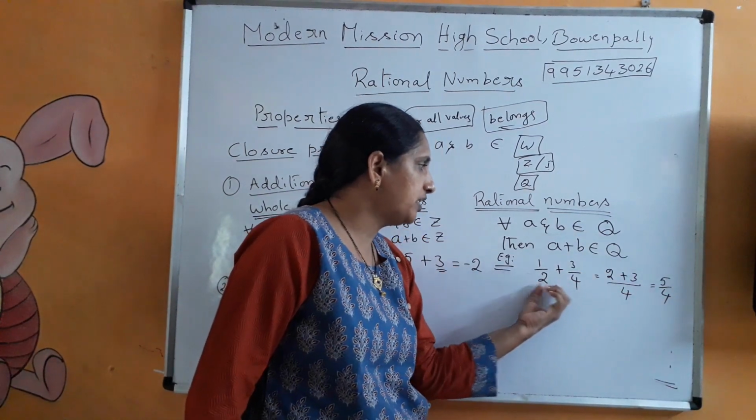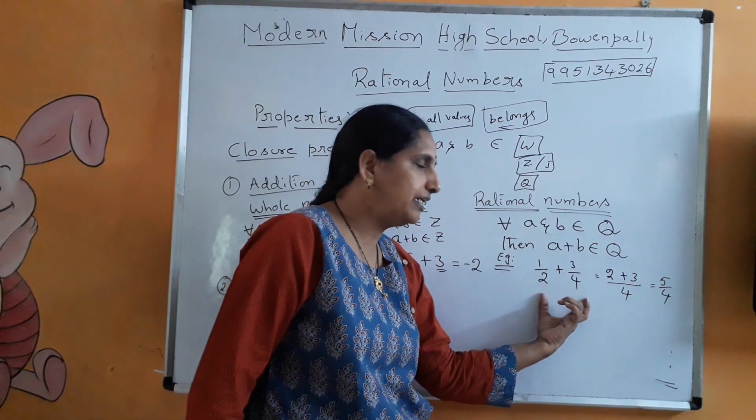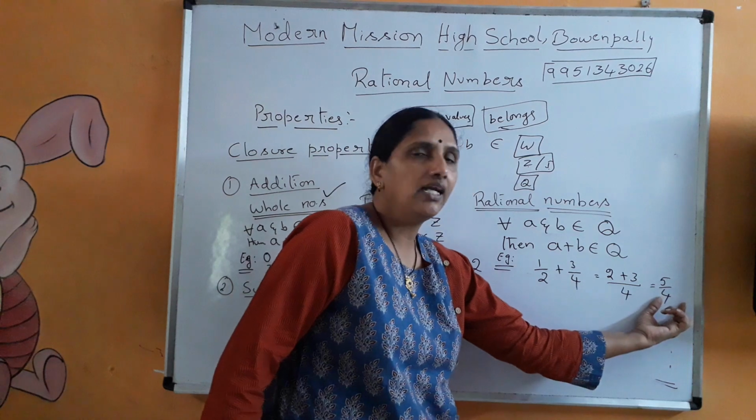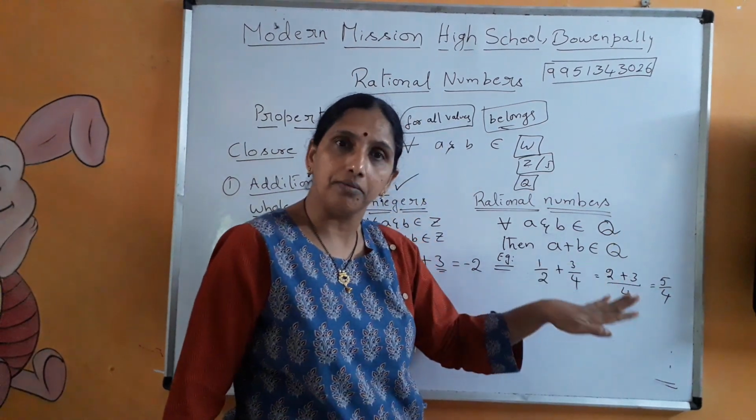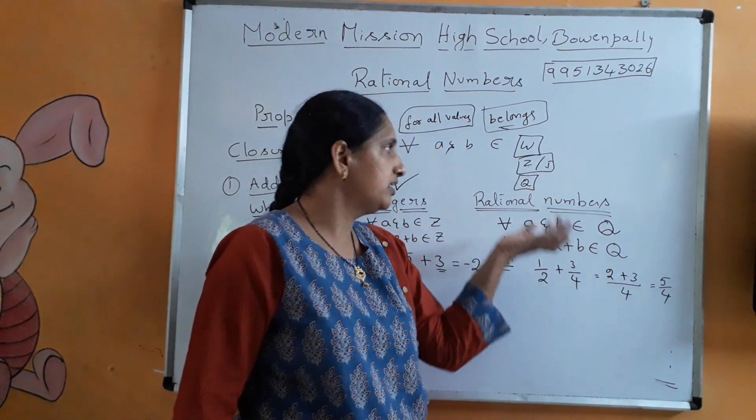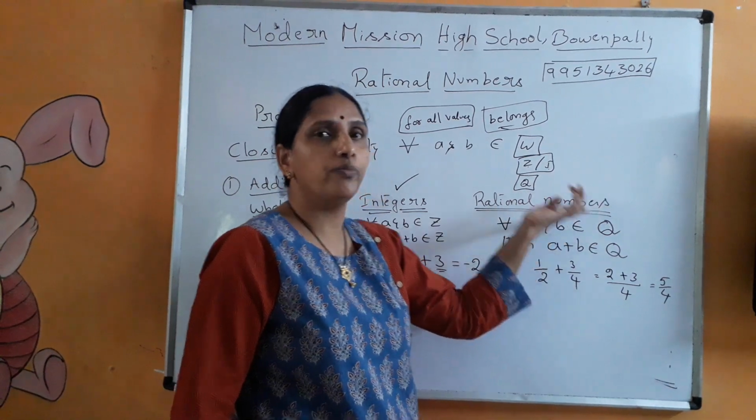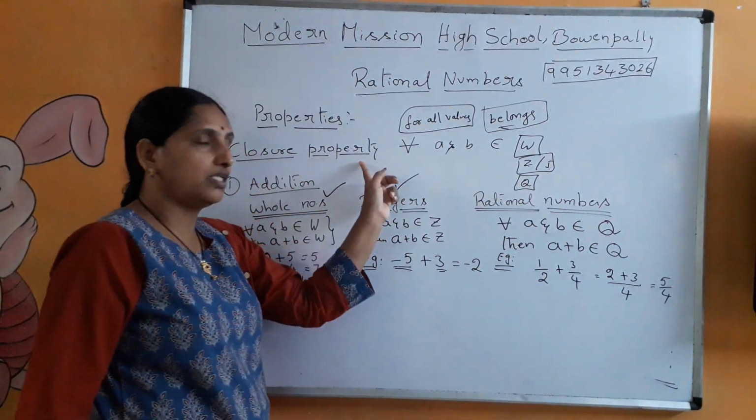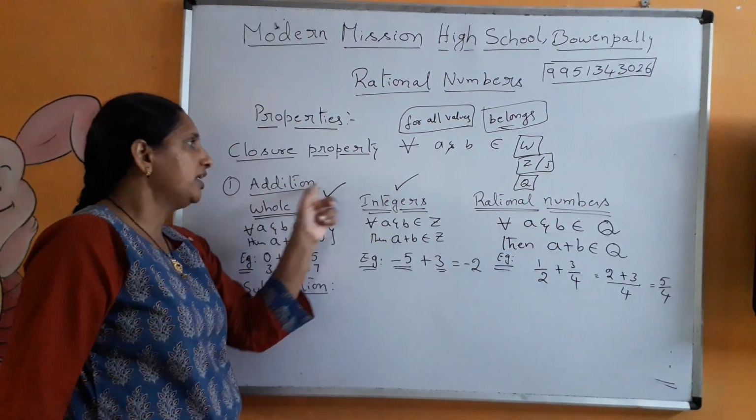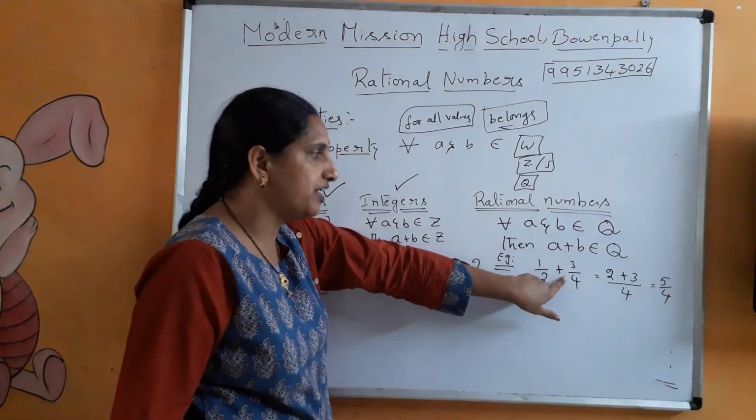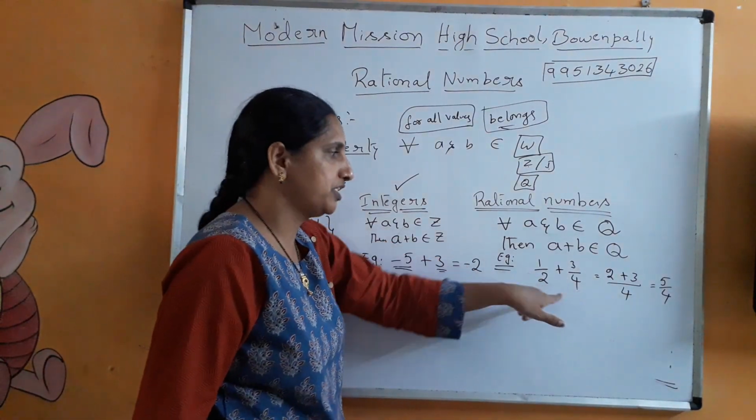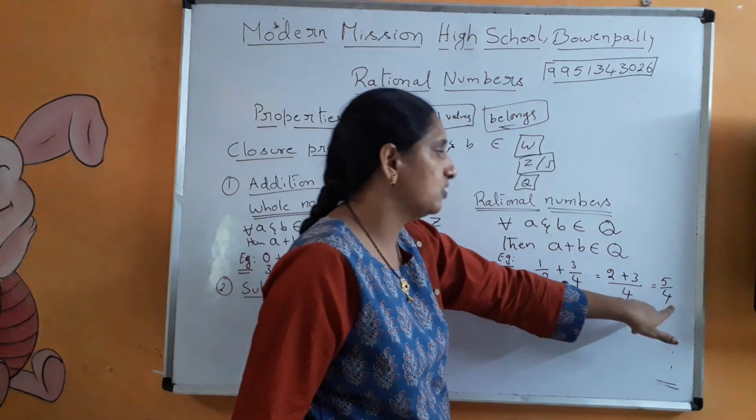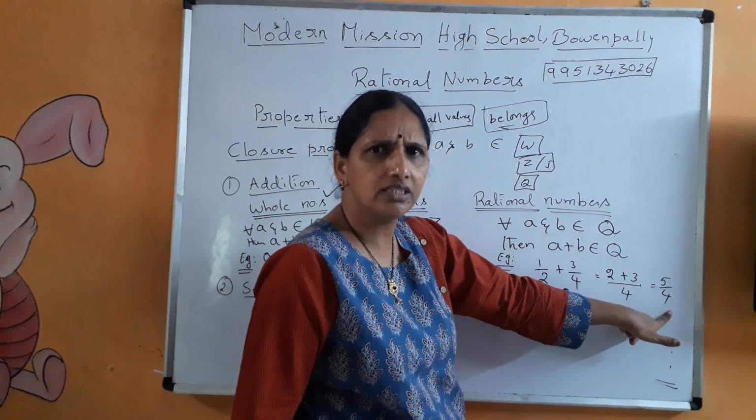That means you have taken two rational numbers here, added them, and you got a result, and that result is again a rational number. Thus what can you say? Yes, rational numbers obey closure property under which operation? Addition. We are only checking for addition. Can we add two rational numbers so that the result is also a rational number? This is what we are checking, very simple.